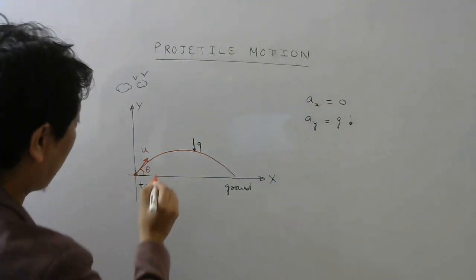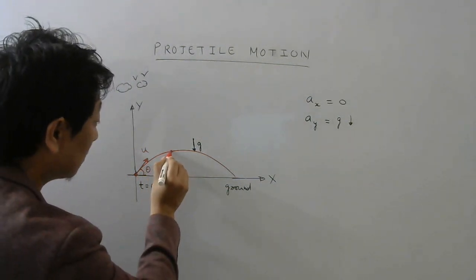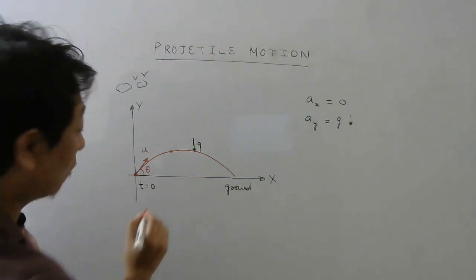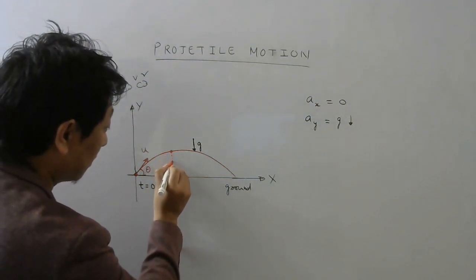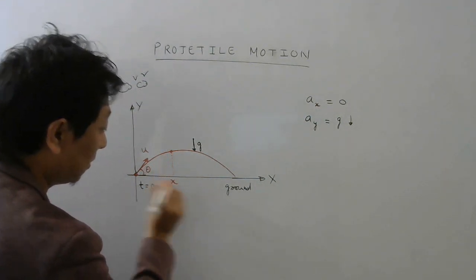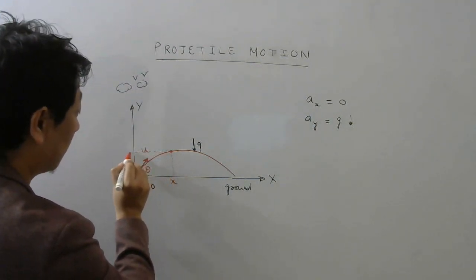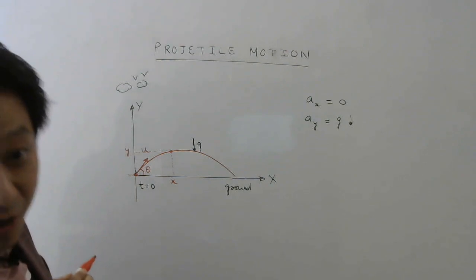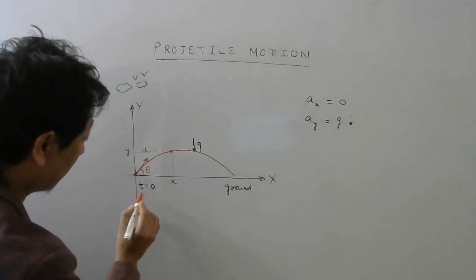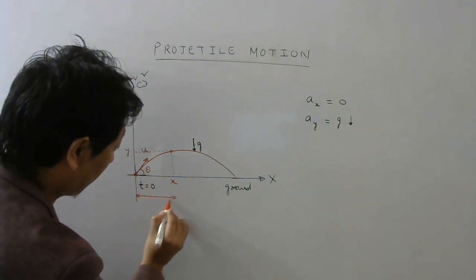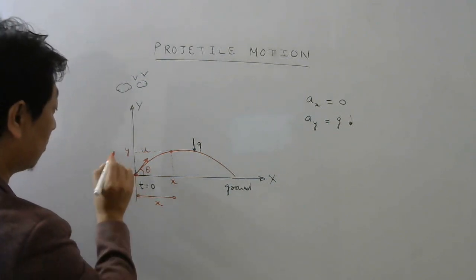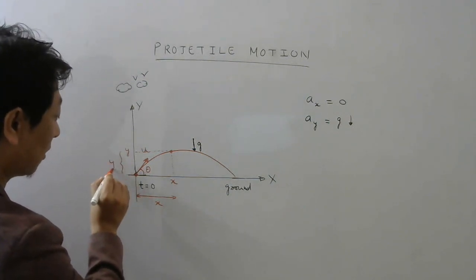Now when the particle is at this point, what will be its x coordinate? This will be the x coordinate. And what will be its y coordinate? This will be the y coordinate, right? So from here to here, that represents your x coordinate, and from here to here this represents your y coordinate.